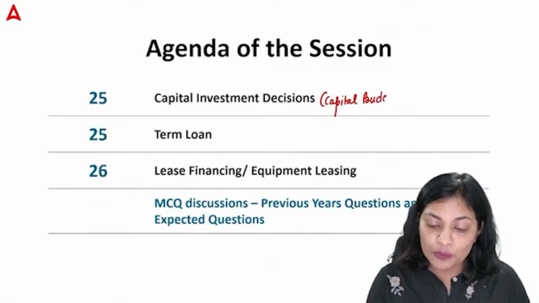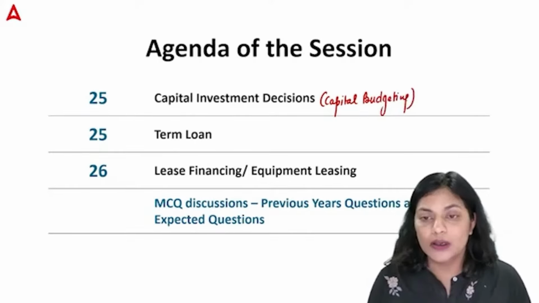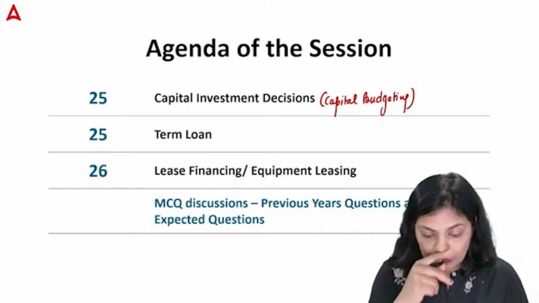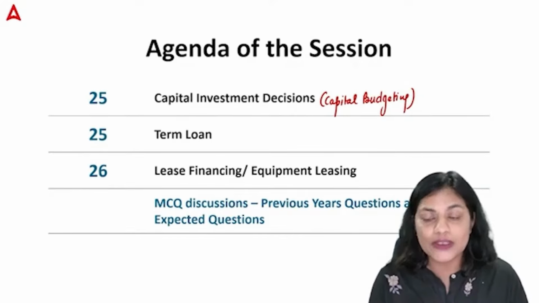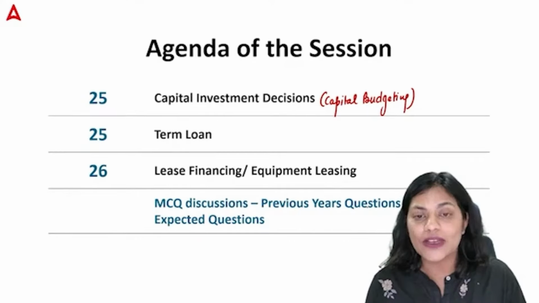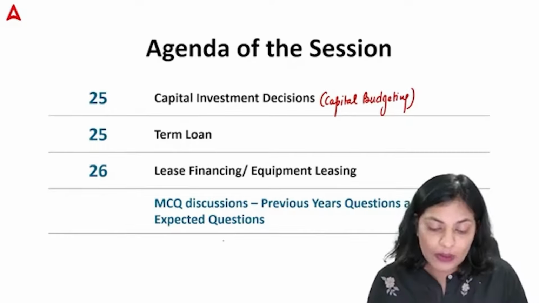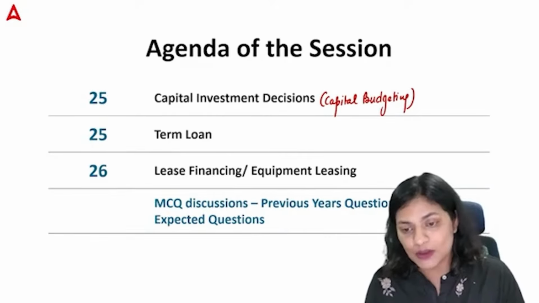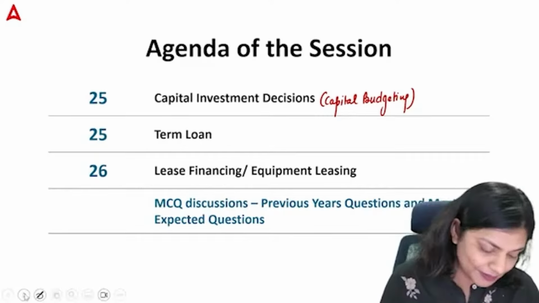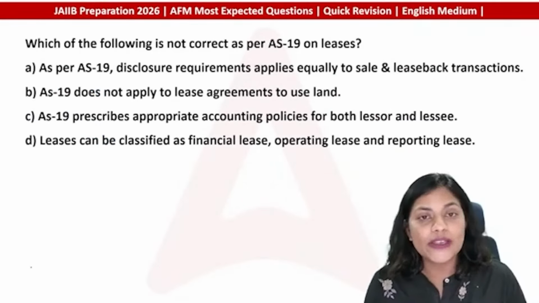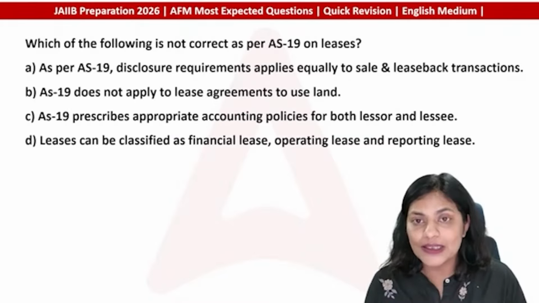Where we have to make decisions with respect to your fixed assets, right? Capital assets or capital investments. Then another part of unit 25 is term loan, followed by unit number 26, that is lease financing and equipment financing. We will be discussing MCQ questions, previous year questions, and most expected questions from this area. Let's start. The first question says, which of the following is not correct as per AS 19 on lease?